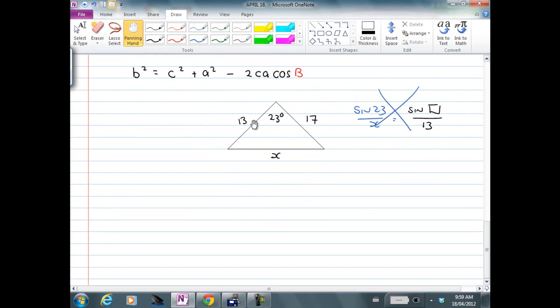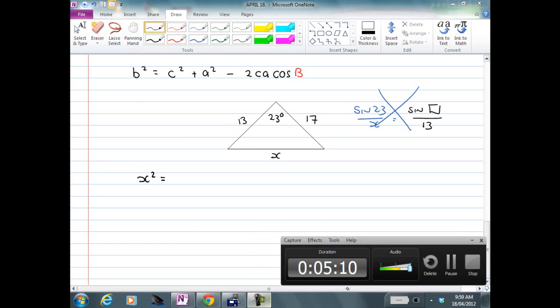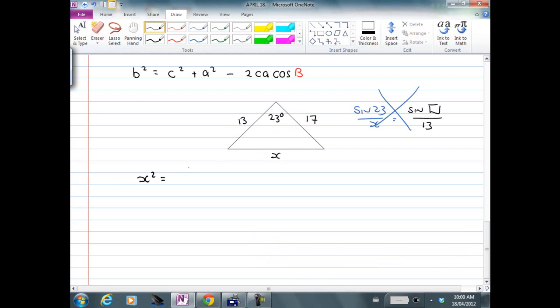So now, notice if I have two sides and an angle, I'm going to use the Cos Law. So let's try Cos Law. I'll start at x squared equals to, take a minute, fill this in for me. x squared equals to 13 squared plus 17 squared minus 2 times 13 times 17 cos 23. That's what I did.